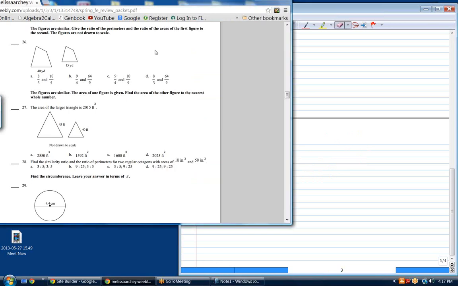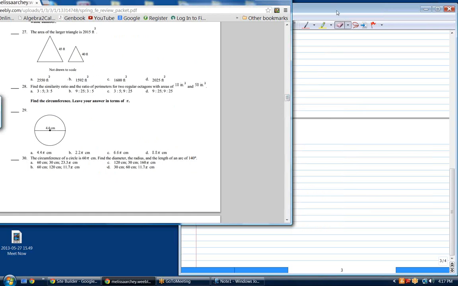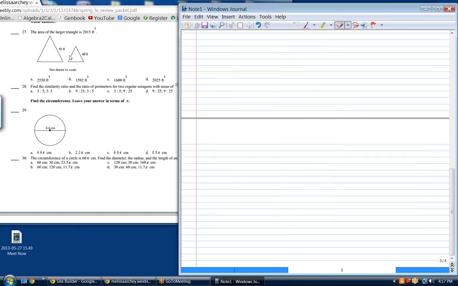I was going to say skip 27, but it looks like a different problem. Find the area of the larger. It's not actually a different problem. It's the same kind of problem. In other words, they're giving us the scale factor. Okay. What's the scale factor? 45 to 40. So what's the area factor? 45 squared to 40 squared.